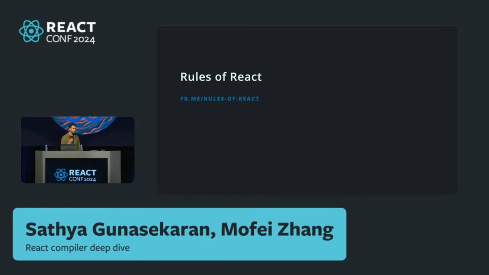But how does the compiler actually understand your components? Before I joined the React team, I worked on V8, which is the JavaScript compiler in Chrome. V8 would model the JavaScript specification to understand how to optimize your code. And similar to that, the React compiler uses the rules of React to optimize your code.